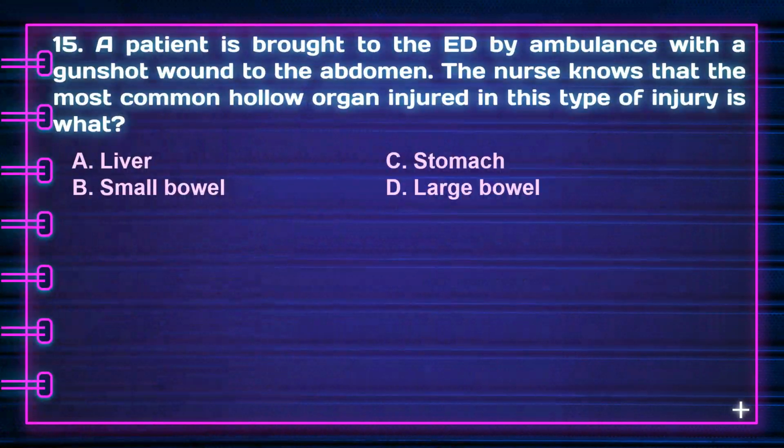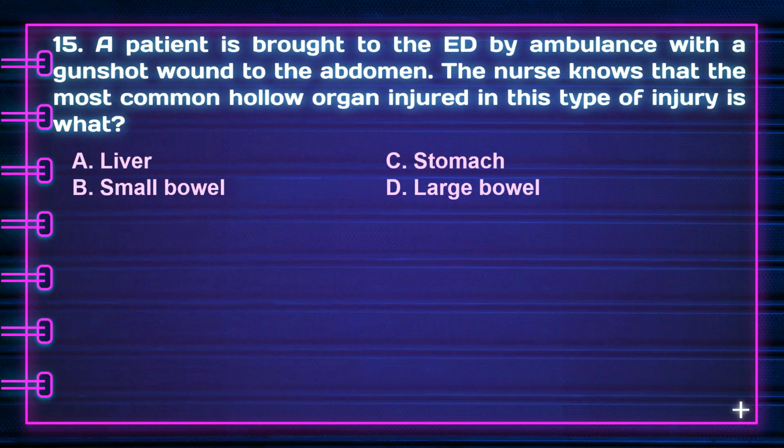15. A patient is brought to the ED by ambulance with a gunshot wound to the abdomen. The nurse knows that the most common hollow organ injured in this type of injury is what? A. Liver, B. Small bowel, C. Stomach, or D. Large bowel.